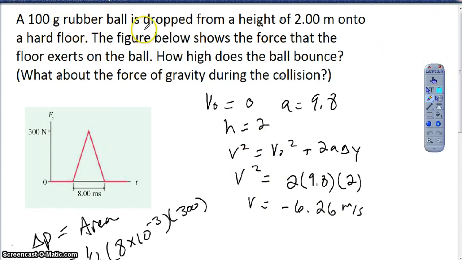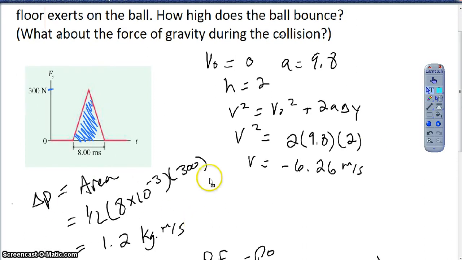So you've got a rubber ball, it's dropped from a height. They ask us to find out how high it bounces. They do give us this graph. Well, since they give us the force up here, the maximum force, and the duration of time, we can find the area underneath that graph, right, since it's just a triangle. So if I find the area underneath the graph, which is represented down here, that area just represents my change in momentum. So I know how much the ball's momentum changed when it hits the floor.